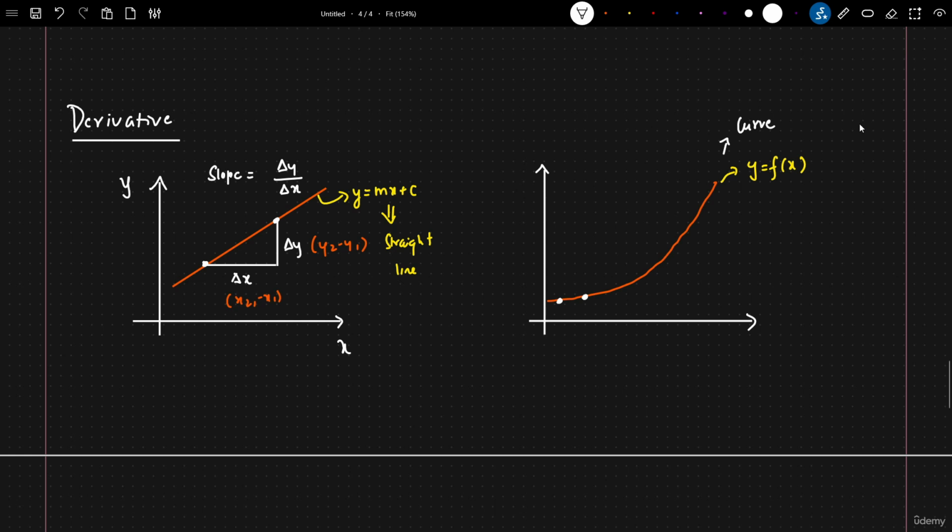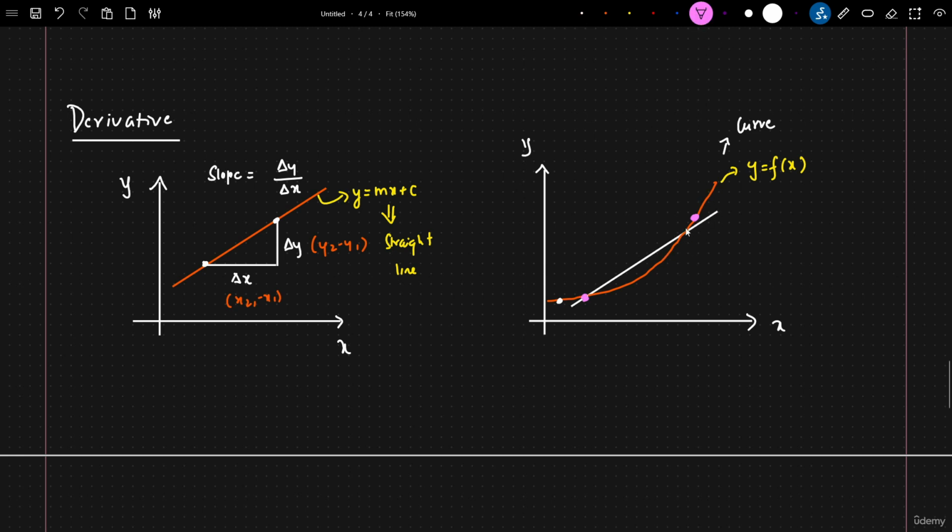Now, obviously, if you ask me, Krish, what is the average instantaneous rate of change with respect to x and y, I can calculate this. What I can do is consider two coordinates, and for these coordinates I will find out the slope. In order to find the slope, I will create a straight line.